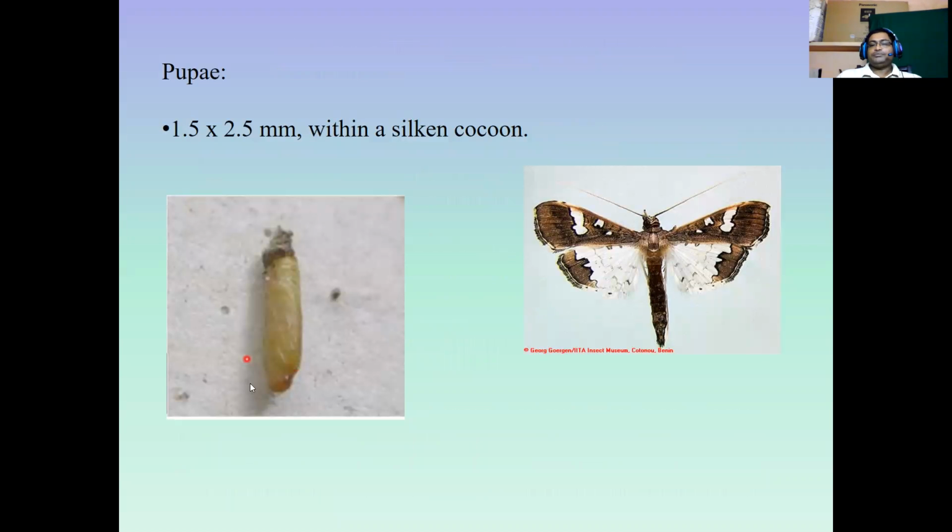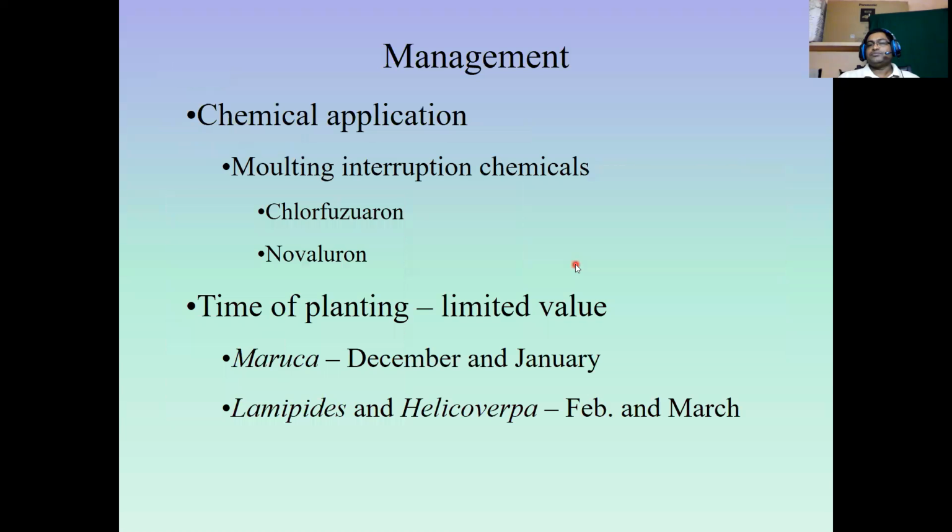So this is the pupa, right? This is an initial pupa, greenish to brownish in color. But in the later stages, it becomes very brown, right? Very brownish color. It's an obtect type pupa. So you can see that 1.5 by 2.5 millimeter silken cocoon. Inside that, you can see this adult, right?